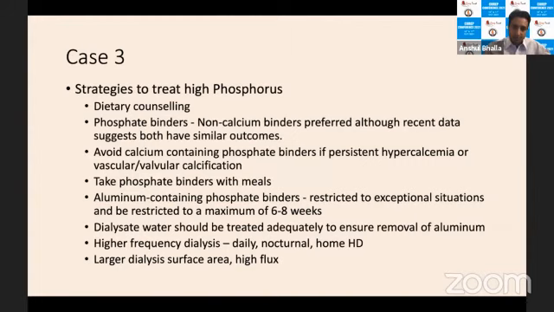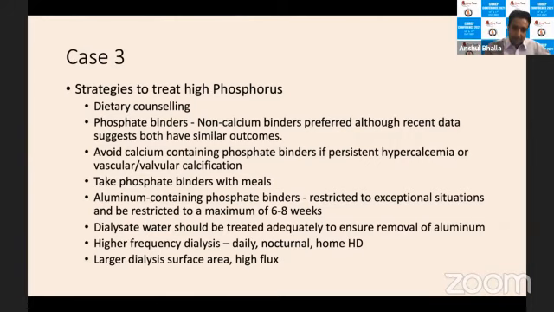And although non-calcium binders are preferred, recent data from head-to-head comparison and a systematic review, a Cochrane review, has shown that there are similar outcomes. But we should avoid calcium-containing binders if there is persistent hypercalcemia. Calcium is higher, so definitely we should avoid them. Or if there is vascular calcification, or on the echo if there are valve calcifications. We should always counsel that the phosphate binder should be taken with meals and not in between meals.